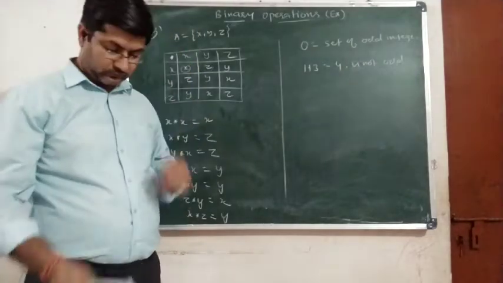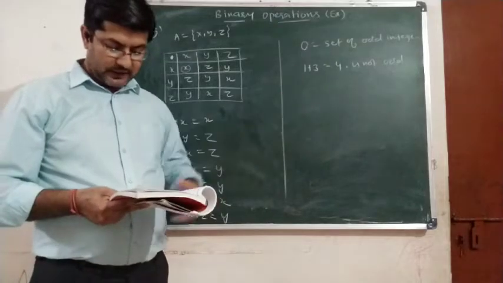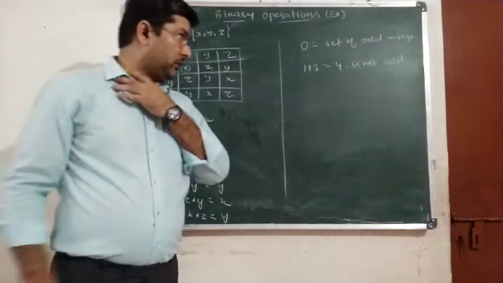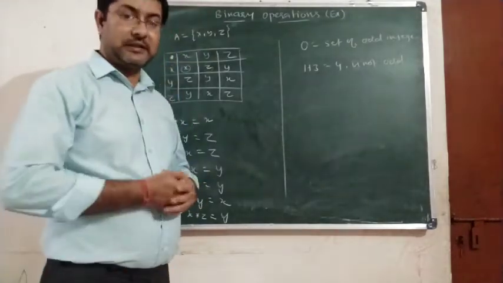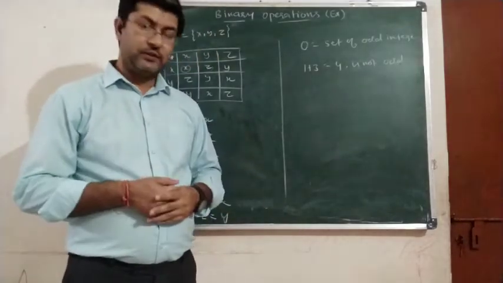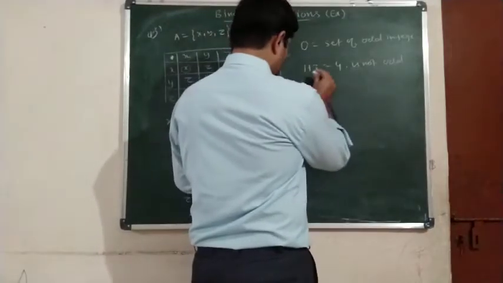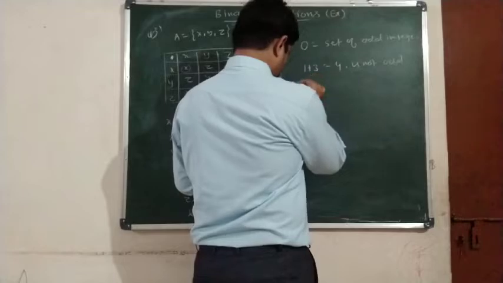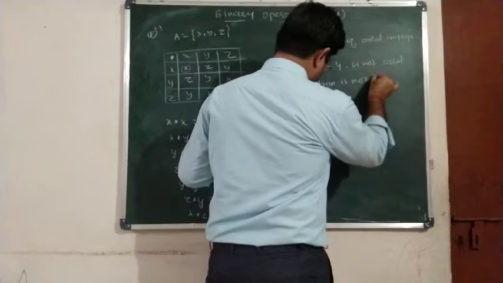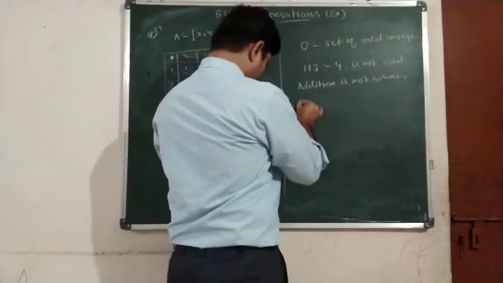So this addition is not binary. However, multiplication is binary. Let us check the multiplication. 1 times 3 is 3, 1 times 5 is 5, 3 times 5 is 15. So we are getting odd numbers. Yes or no? So multiplication can be explained like this. Here I will write down that addition is not binary. You have understood. Now let us check the multiplication.